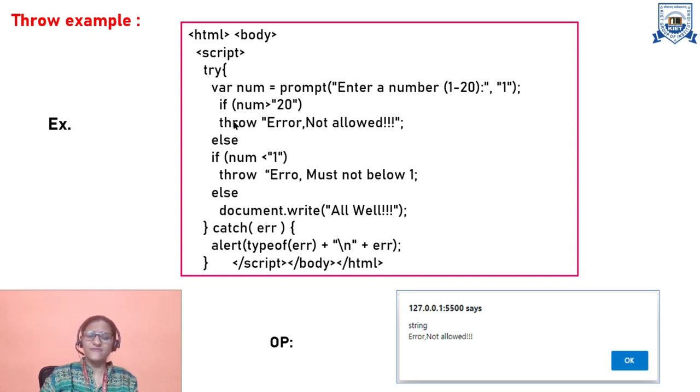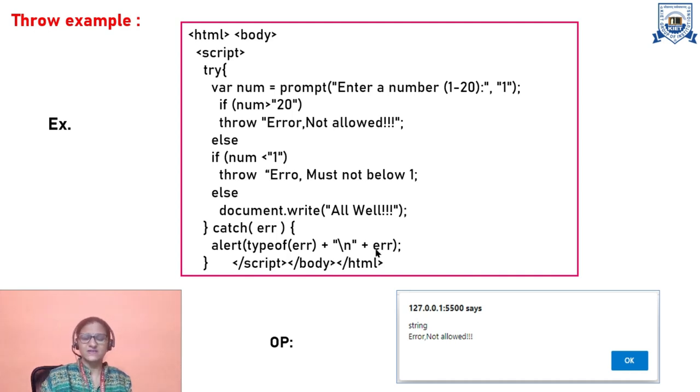So in this case, if any error occurs in case of greater than 20 or less than 1, it will throw this message, but it will not interrupt in between. If it is found, it will be thrown from here and caught over there. And the message which throw has given will be received inside this object err. And then with the help of this alert window, we can find out the type of err, what type of error has occurred, and then it will print the message also.